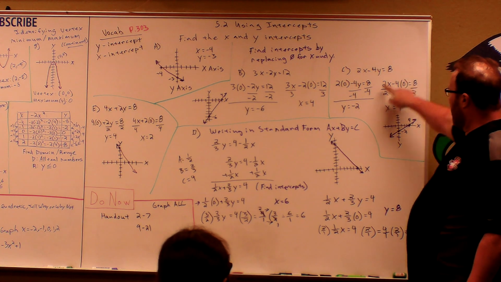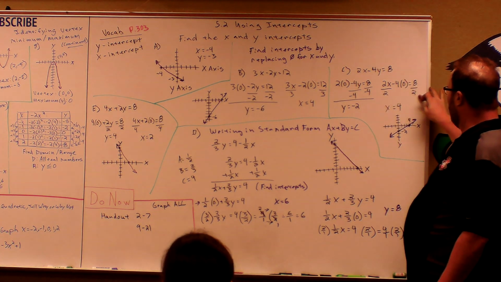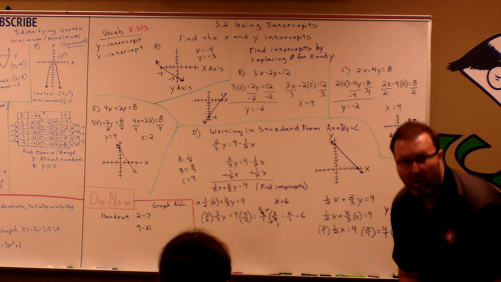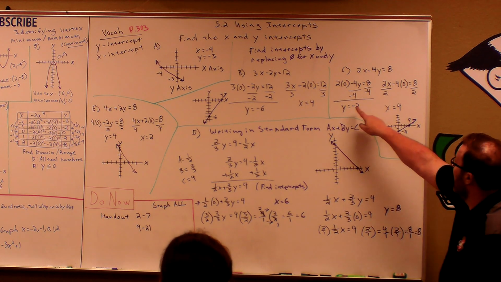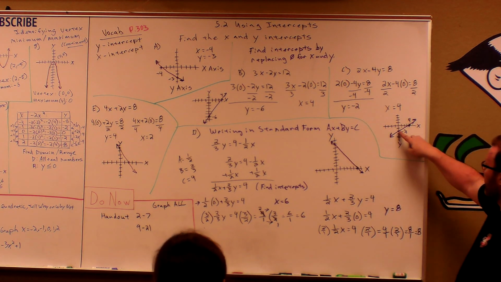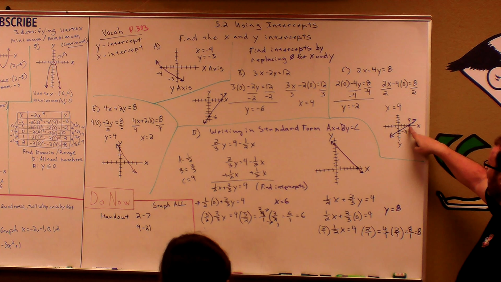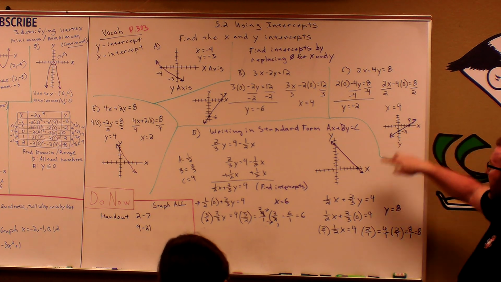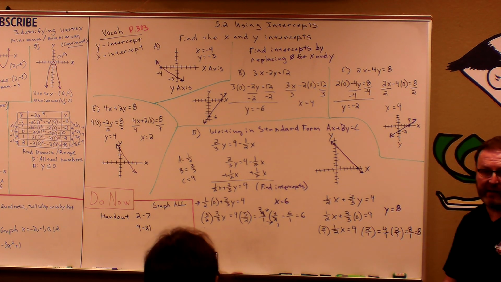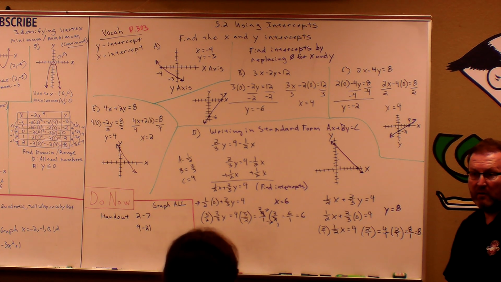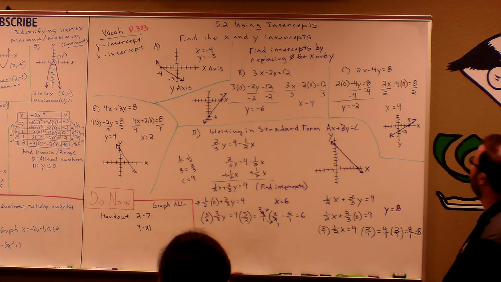So after we put the 0 in here, we're going to divide both sides by 2. 8 divided by 2 is 4, so now we know where it's crossing the axis, right? So we're going to put a dot at -2 on the graph, and then 4 on the x. We're going to connect them up, and it's going axis to axis. Are we clear? Yeah. Good.